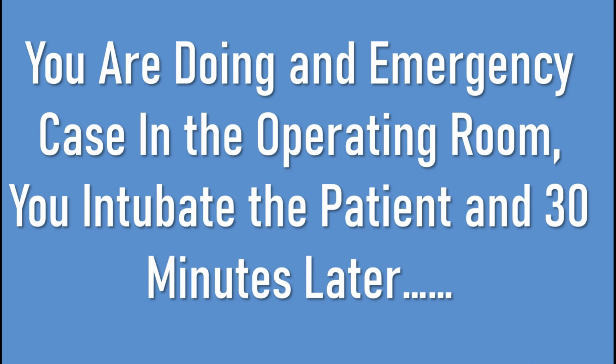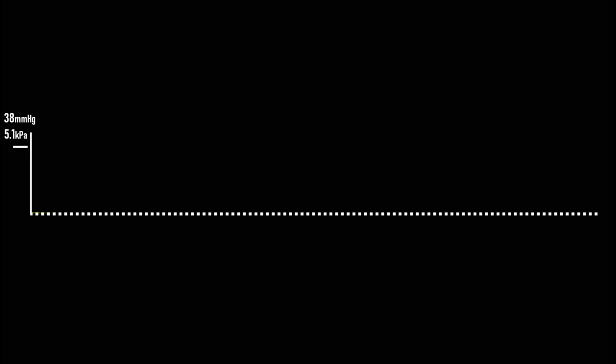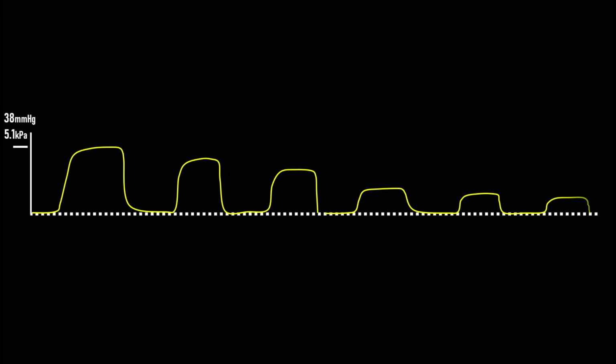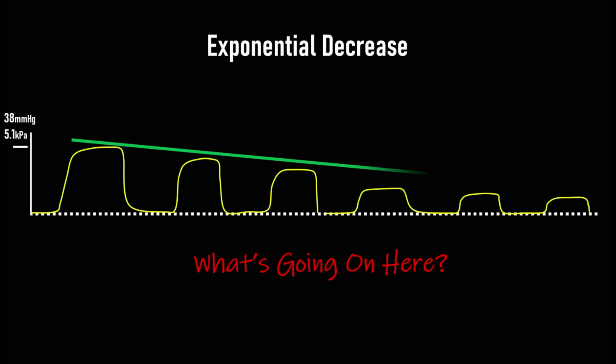You're doing an emergency case in the operating room. You intubate the patient, and 30 minutes later, you see this trace. What's going on here? This is absolutely the worst trace you can ever see on a patient in the operating room, the ED, or the ICU. There is an exponential decrease in the carbon dioxide that's coming back from the lungs per minute.